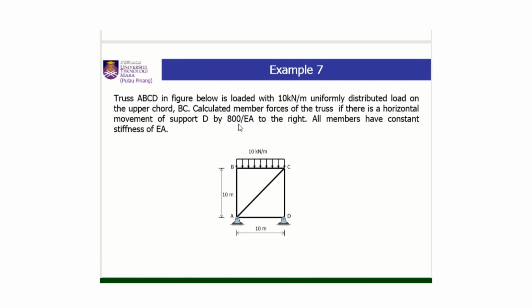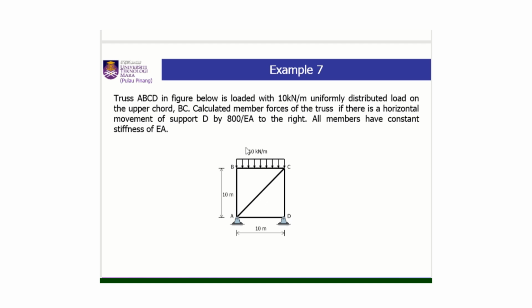In the note, example number 7, let us consider one truss ABCD loaded with UDL 10 kN per meter on member BC. Then this question asks you to calculate member forces of the truss if there is a horizontal movement of support D by 800 over EA. At D, they have support movement in X direction to the right, 800 over EA. All members have constant stiffness EA.